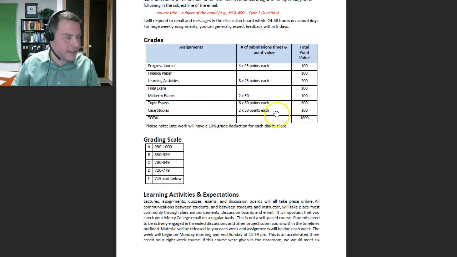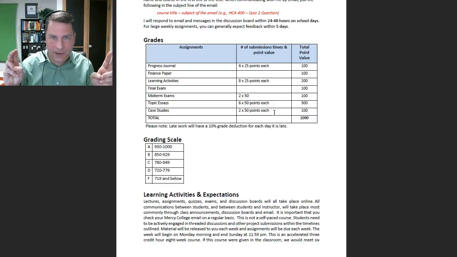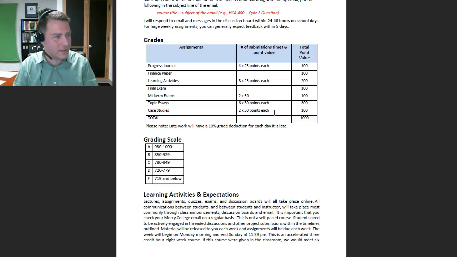And then case studies. So we're going to have some case studies intermingled in with the topic essays. So if you see that we've got 6 topic essays and 2 case studies, obviously there are going to be some weeks when you're not going to have to do the mini paper. So that'll help you out there, make that a little bit more manageable, and you can focus on those case studies a little bit more.